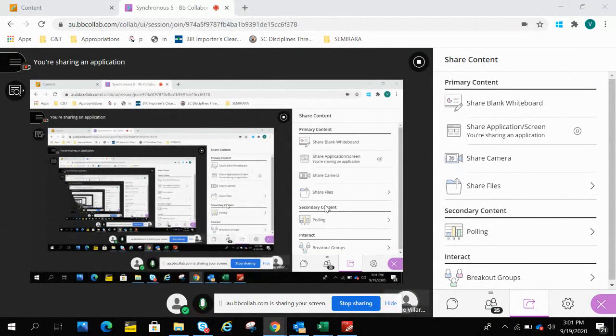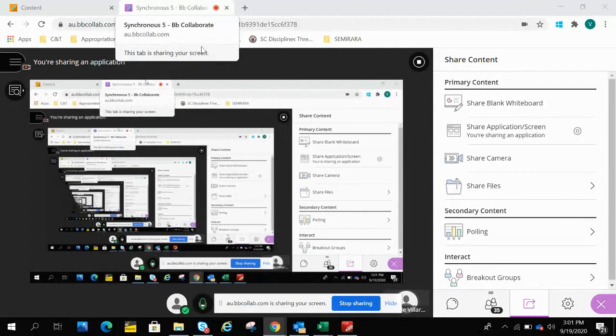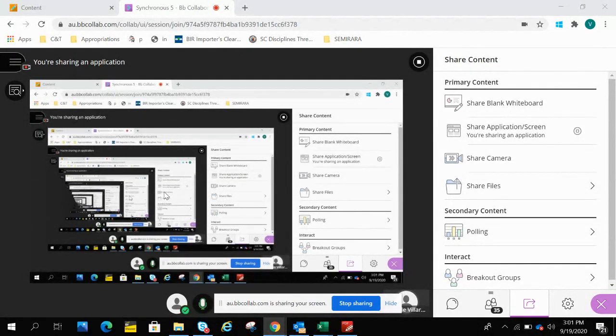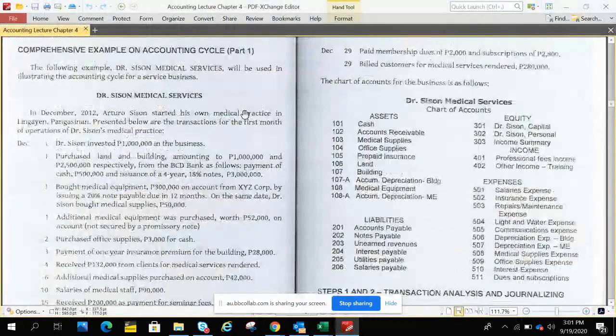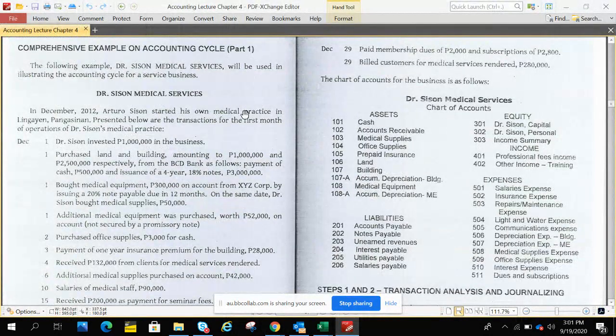Hello, so we will continue with our discussion so that we could have an end to our session. Let's go to the comprehensive example on accounting cycle, part 1. So we have here Dr. Season Medical Services. On December 2012, Mr. Arturo Season started his own medical practice in Lingayen, Pangasinan. Presented below are the transactions for the first month of operations. And we are also given the chart of accounts of his business.